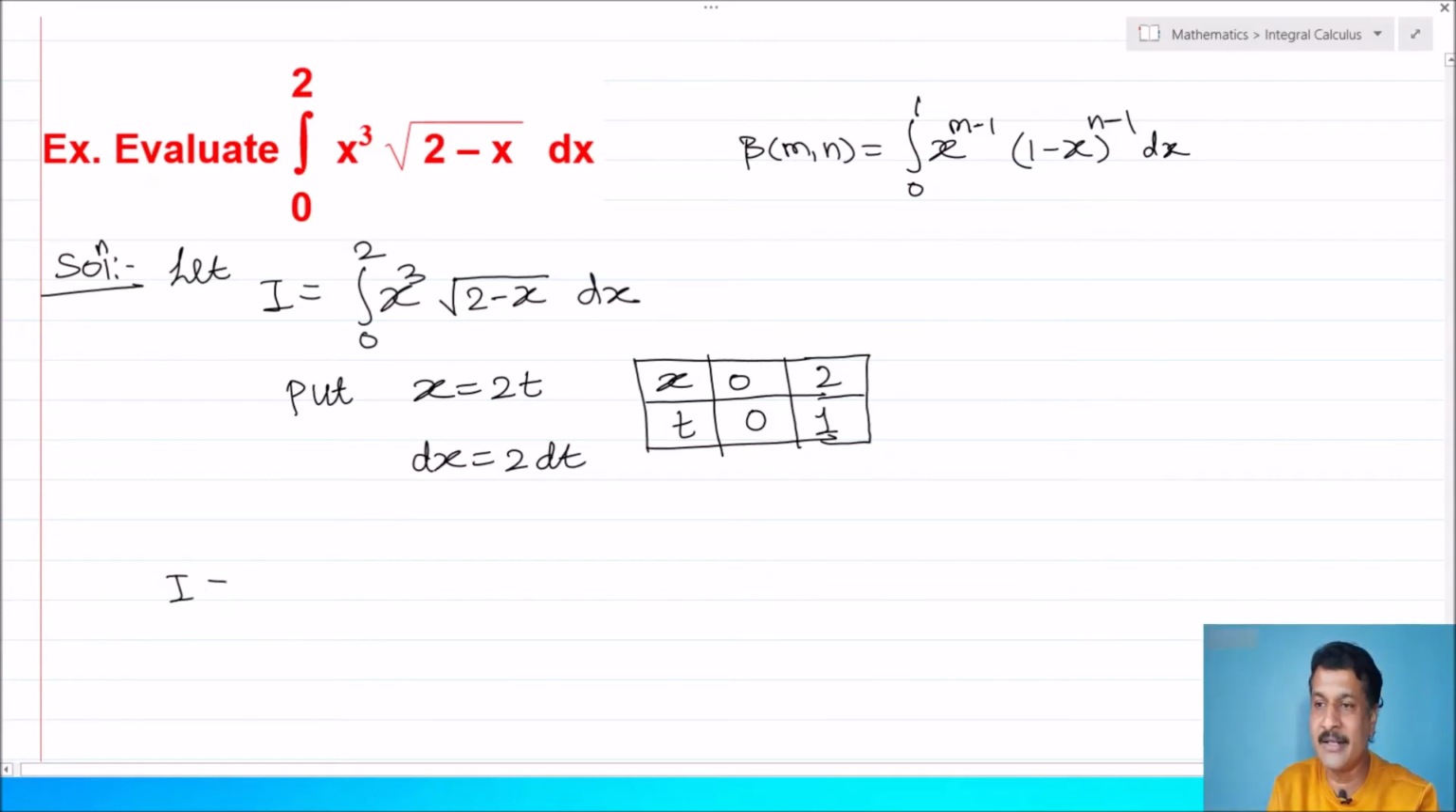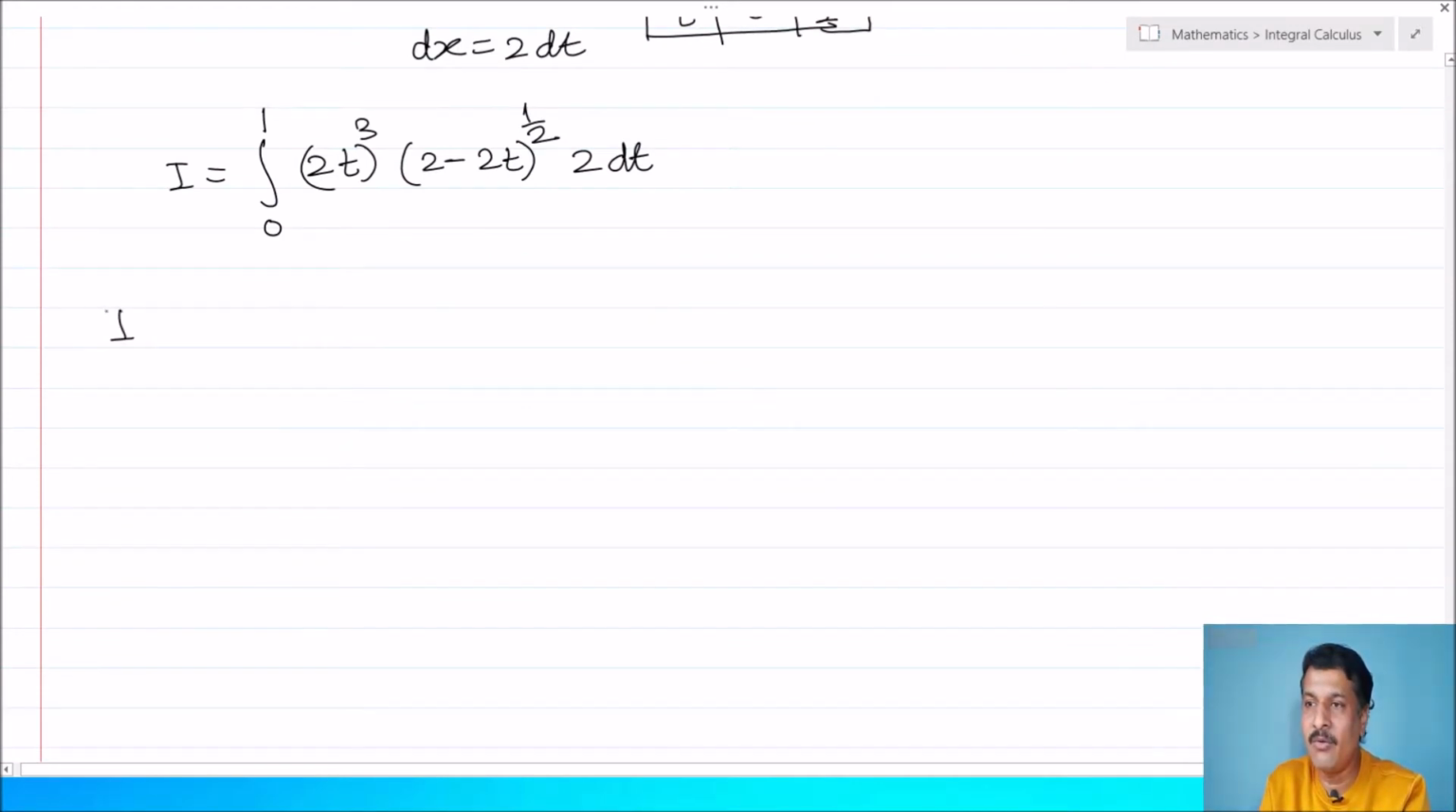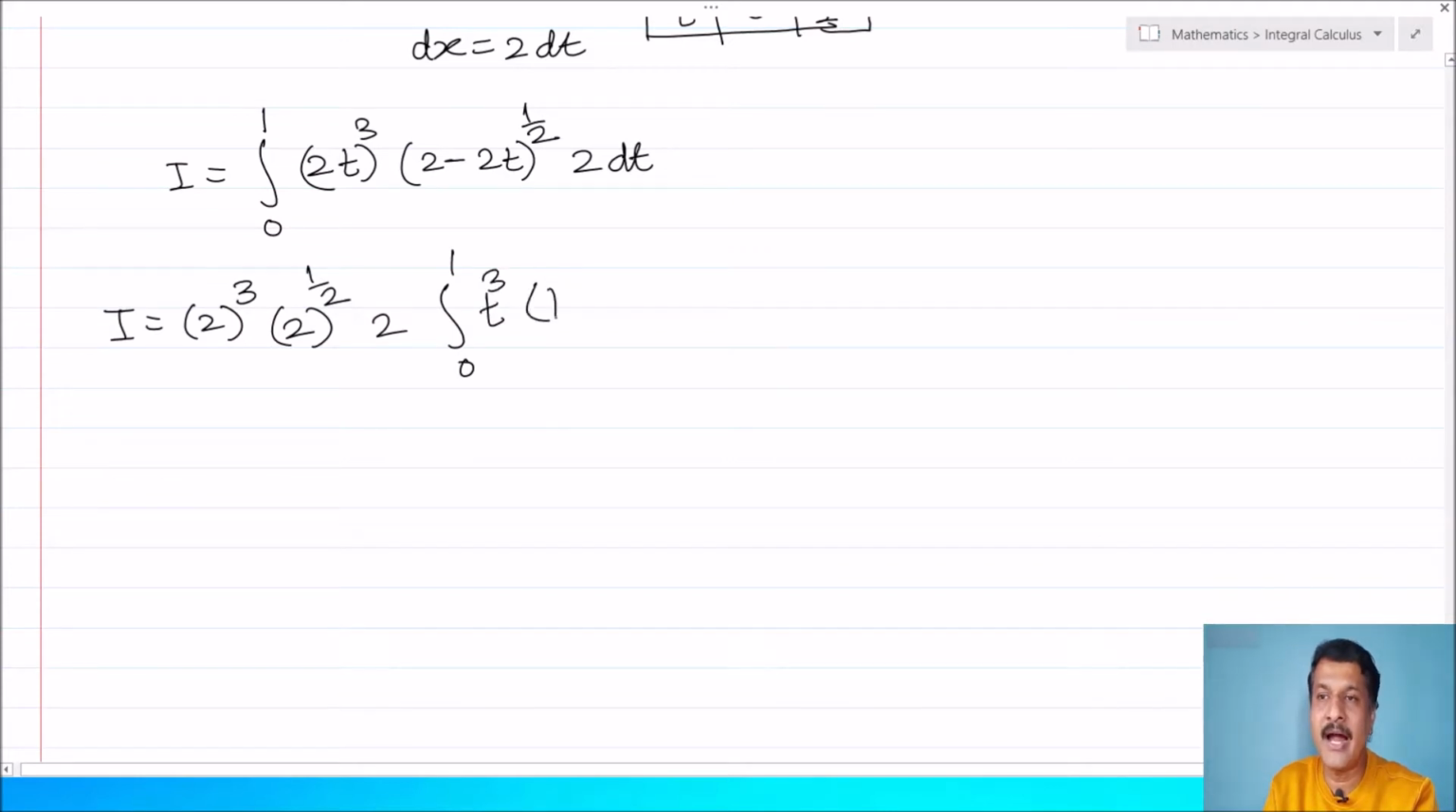And that is why this integral becomes now integration 0 to 1, x cube means (2t) cube, and under root, 2 minus x, what is x? It is 2t. Under root means it is power half, and dx means 2 dt. So simplify this now. How? Take constant terms outside. So I am getting here 2 cube, here 2 raised to half because 2 is common and raised to half, and here one more 2. So 0 to 1 integration, it will be t cube and (1 minus t) raised to half dt.